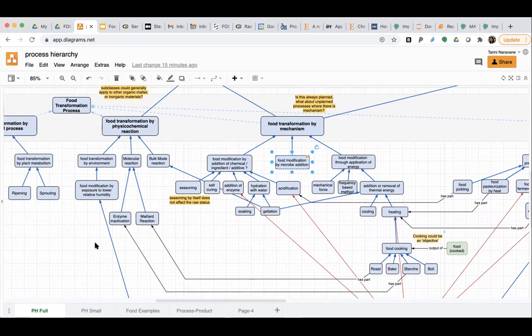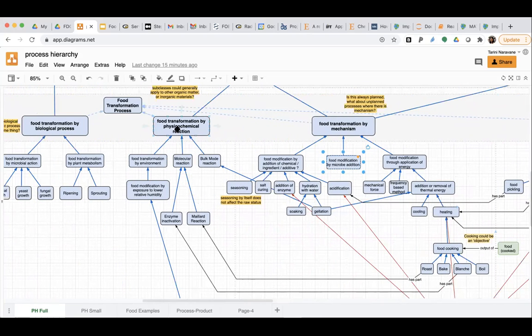And then when you see here actually at physical-chemical reaction, that's when you go into a deeper level of the molecular reactions, because sometimes we know what Maillard reaction does, or we know why we need enzyme inactivation. And a lot of these, like roasting and baking, these processes, there could be other variants of this as well, like braising, and they all have inherent in them the Maillard reaction.